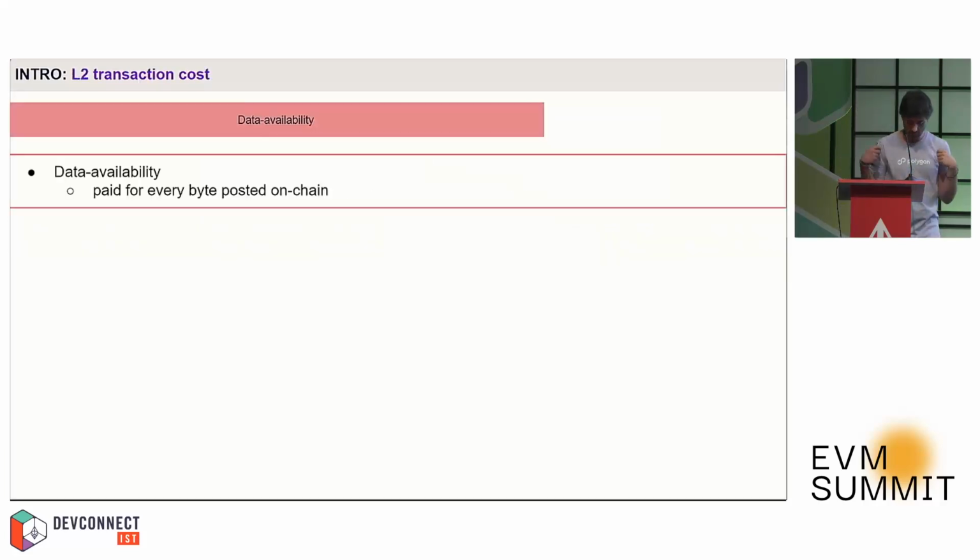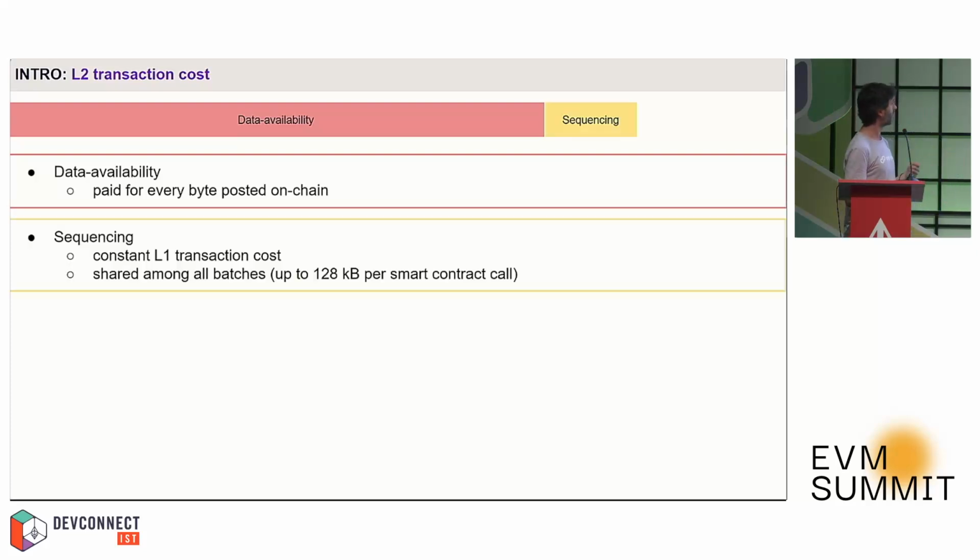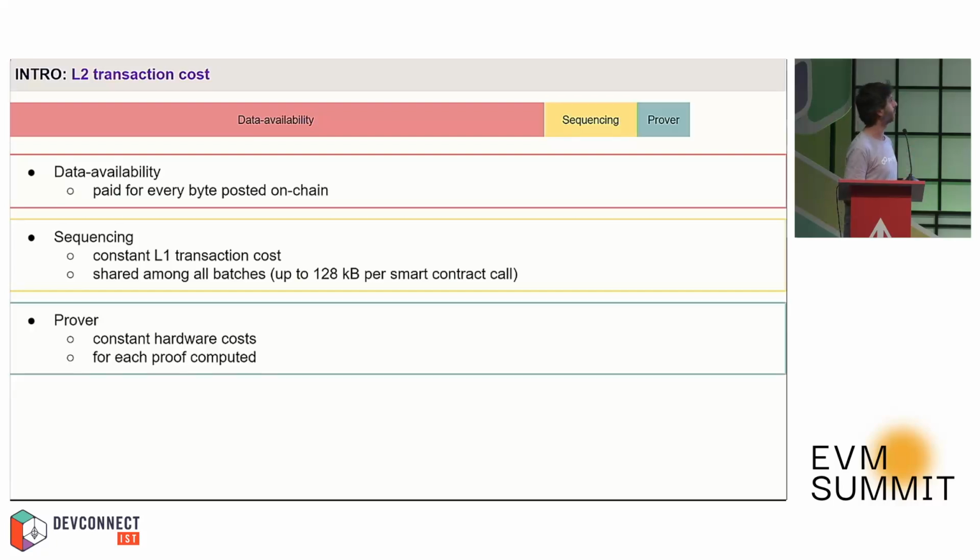Okay, now we're going to see which are the different fields that affect a layer 2 transaction cost. The first one is data availability. For data availability, you just pay for each byte that you put on chain. Then you have the sequencing. The sequencing is basically a constant cost when you call the smart contract call that I showed at the very beginning, sequenceBatches. It has a constant cost because you need to do some memory expansion, you need to do some hashing, and you need to store some data on the smart contract.